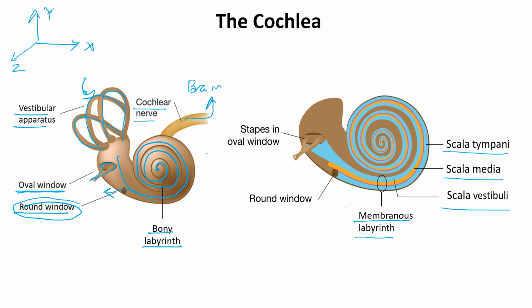These three compartments are filled with a distinct fluid. The scala tympani is filled with perilymph, the scala media is filled with endolymph, and the scala vestibuli is once again filled with perilymph. Now let us see how the sound waves are transferred in this perilymph and endolymph of the inner ear, and finally results in generation of nerve impulses.